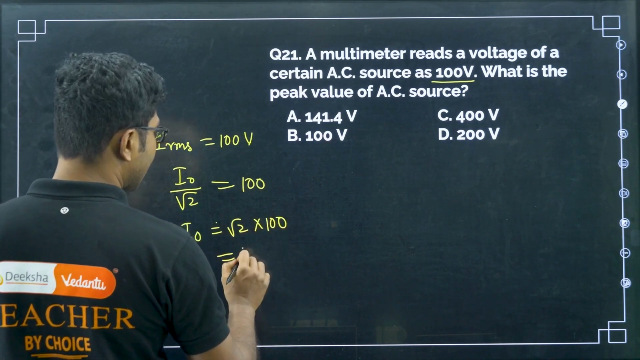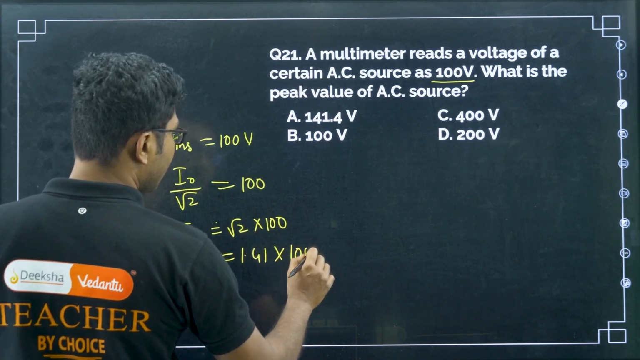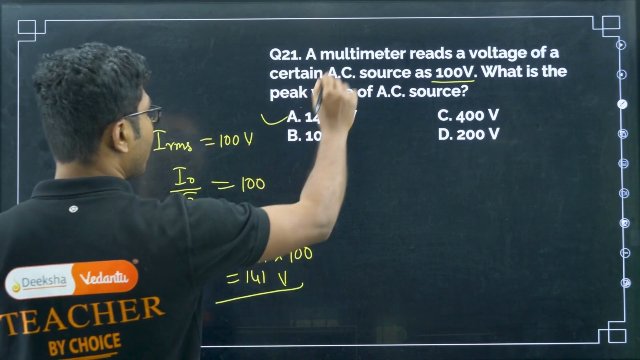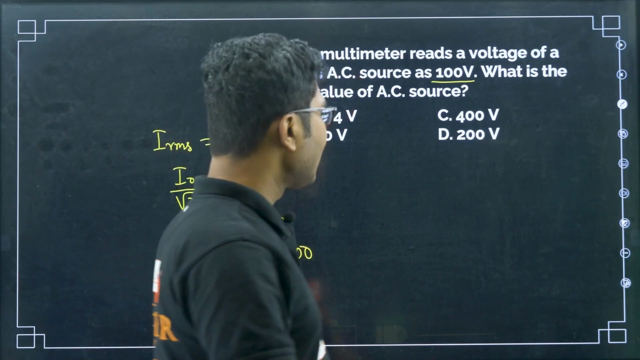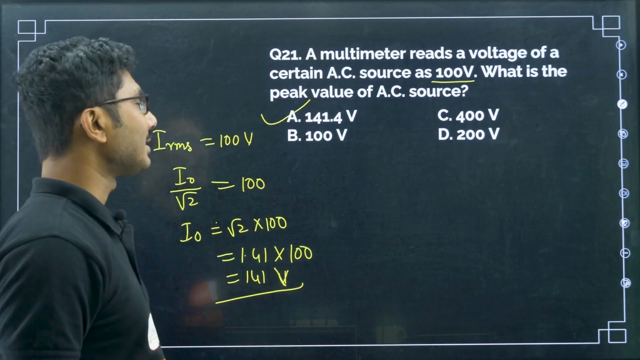Now, what is root 2? We just did it in our previous problem, 1.41 times 100. So, 141 volt is the peak value, 141.4 to be exact, but that is fine as long as we are doing it correctly. You can answer this, right.